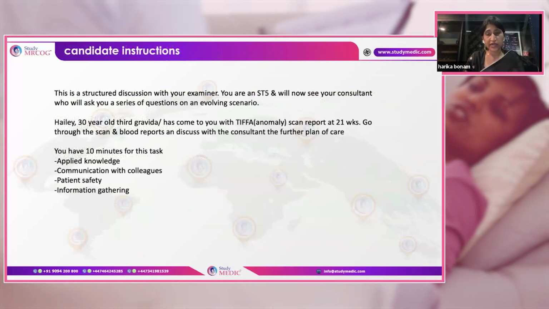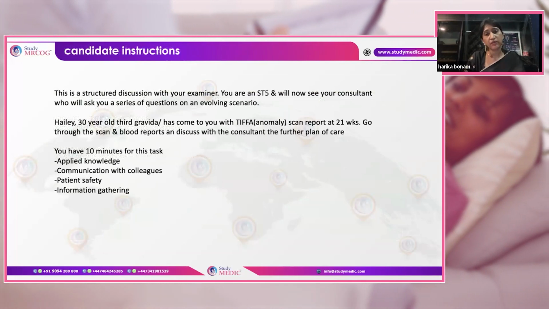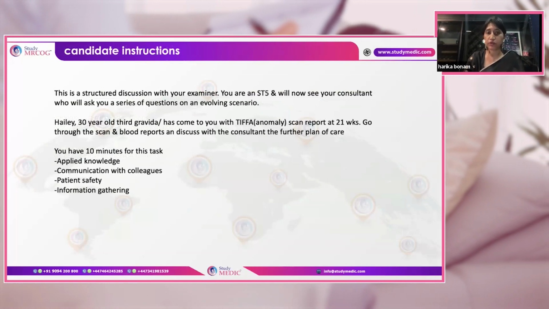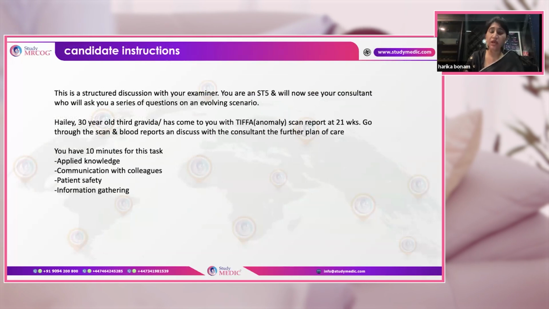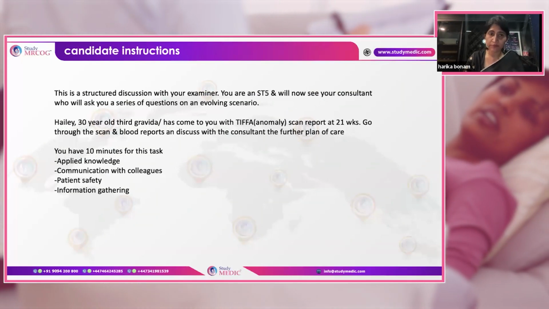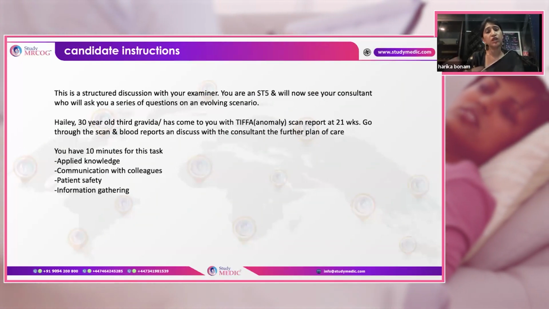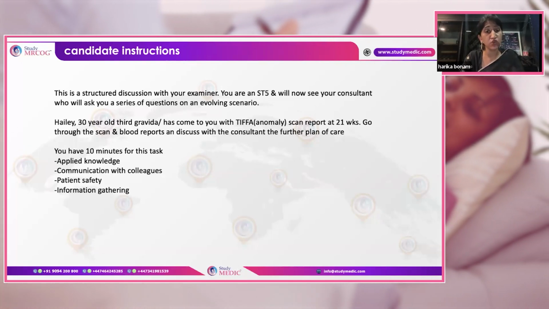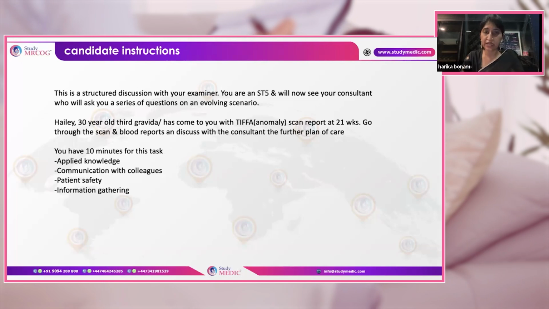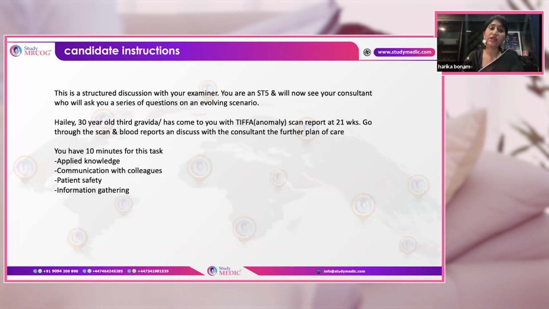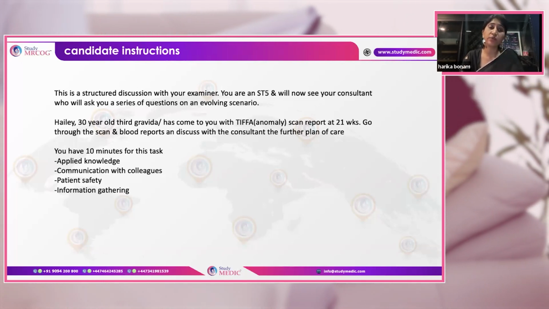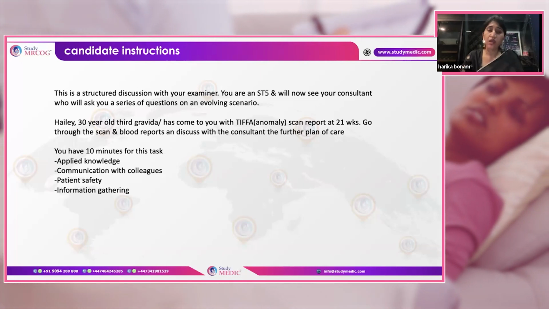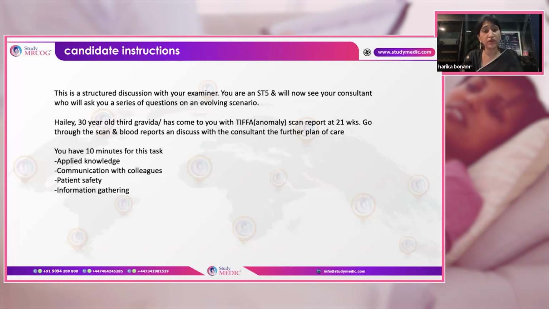pregnant lady who has come to you with a scan report. In the background, the TIFA scan report is showing that the placenta is lying over the os, that is a placenta previa, with an appropriate for gestational age baby. For assessment, you will do the clinical examination and a follow-up scan around 32 weeks, mainly to rule out placenta accreta in the follow-up, and you will take a detailed history to see what the previous pregnancies were, like if she had previous cesarean sections, if she had previous placenta previa, the details of the deliveries and outcomes of the previous deliveries.